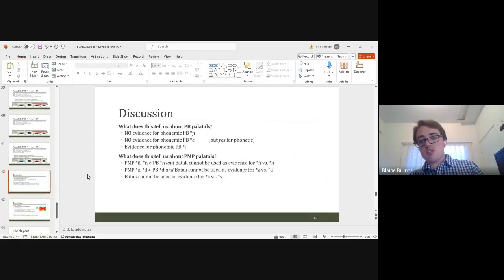Okay, so what does this tell us about Proto Batak palatals? There's no evidence for a phonemic palatal nasal. There's no evidence for a phonemic voiceless palatal affricate, but there is evidence for a voiced palatal affricate. And I'll summarize this on the next slide again.